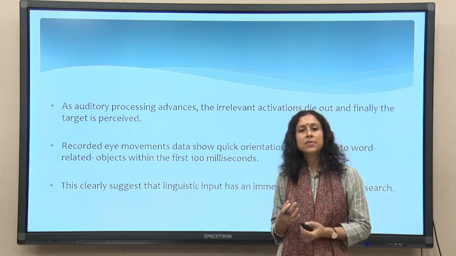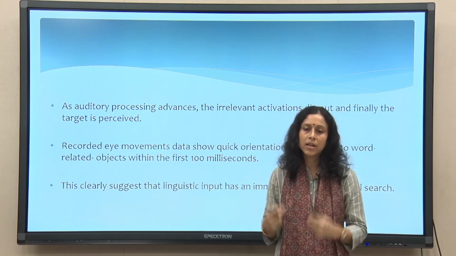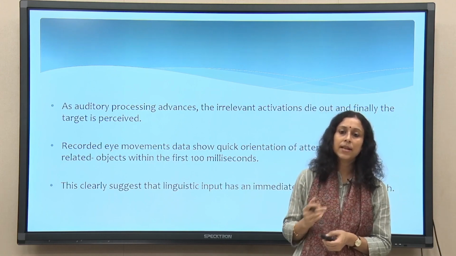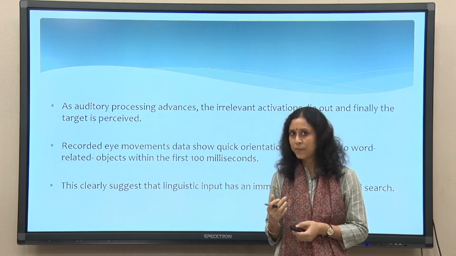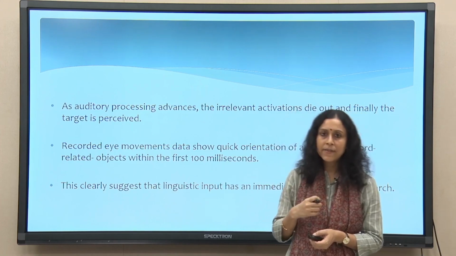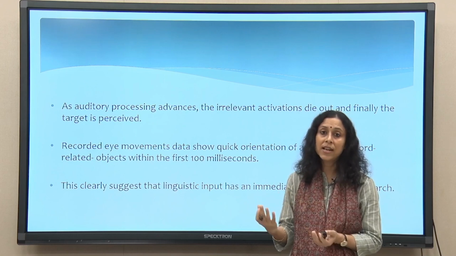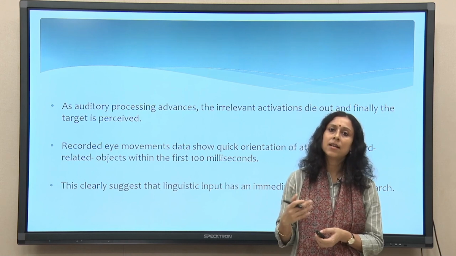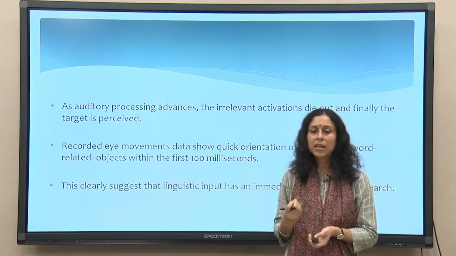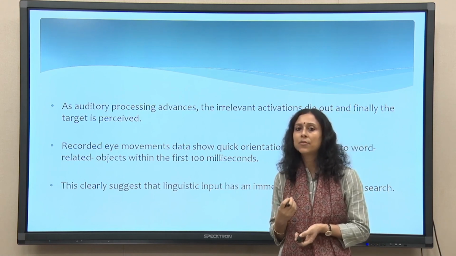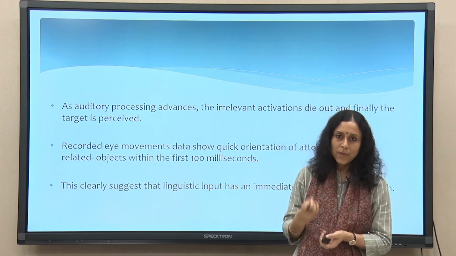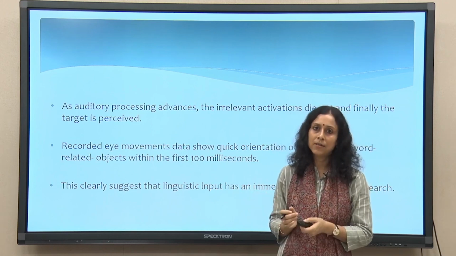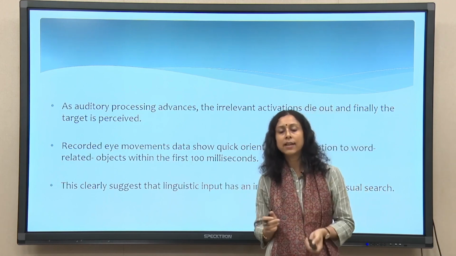So, as auditory processing advances, meaning when you are hearing an auditory input and it progresses over time, the irrelevant activations die out. So, ca activates cat, carrot and cab. There are 3 activations at the very least, but as we progress the irrelevant ones die out and finally the target is perceived, which is a remarkably fast process. It does not take too much time to listen to the word cat, a few milliseconds, but even within that time we have already activated many other competitors of the word and then settled on the cat.